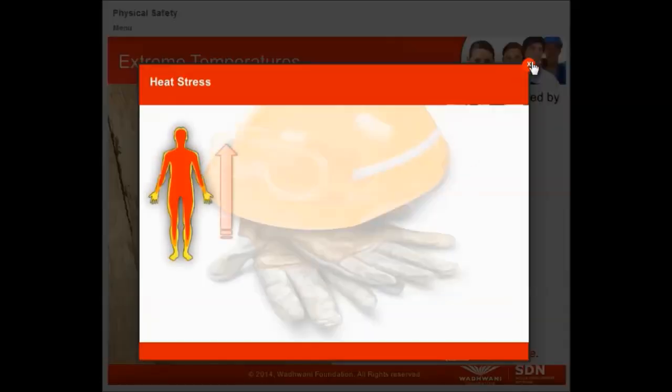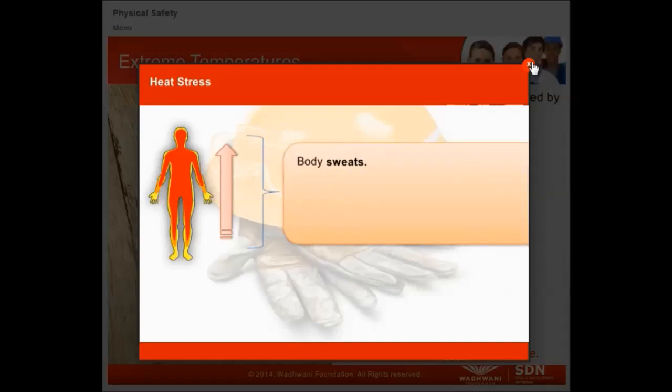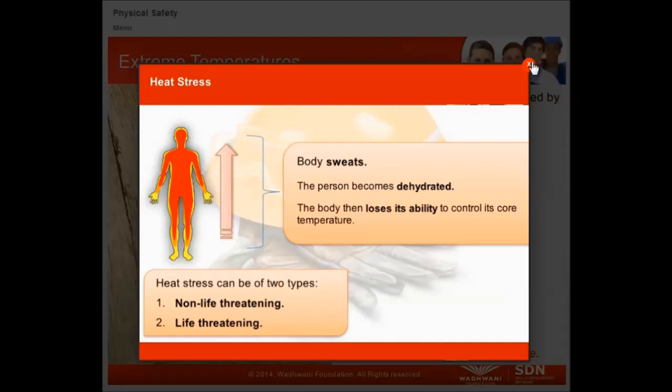The core body temperature increases when working in a hot environment. To keep cool, the body sweats. If excessive loss of liquid in the form of sweat is not replaced, the person becomes dehydrated. The body then loses its ability to control its core temperature and serious health problems can result. Heat stress can be of two types. Non-life-threatening, this includes dehydration and heat exhaustion. Life-threatening, this includes heat stroke.